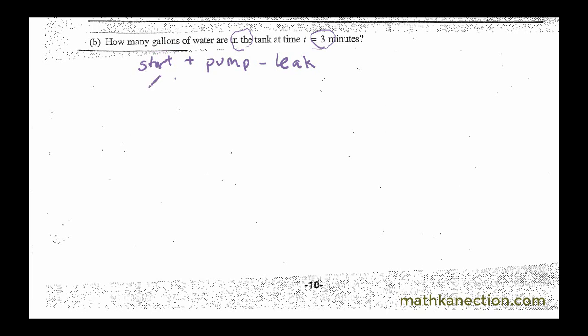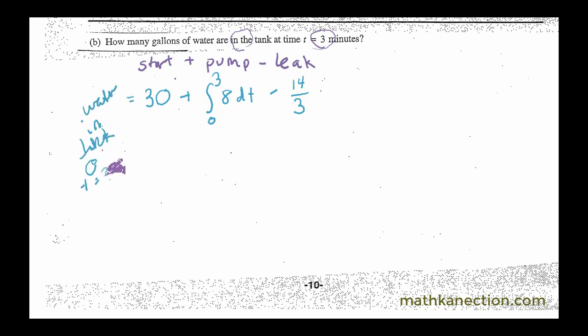Okay, in part B, we were going to use that starting amount. So the starting amount we had was 30, and then we were going to add on whatever was getting pumped in, and so the pumping in was going to be antideriving that rate of 8, and we're going from 0 to 3, and then minus whatever leaked out we just figured out in part A, which was that 14/3, and that's going to give us how many gallons of water are in the tank. So that's going to make 30 plus antideriving 8 is just going to be 8t from 0 to 3 minus that 14/3. So we have 30 plus 24 minus the 14/3.